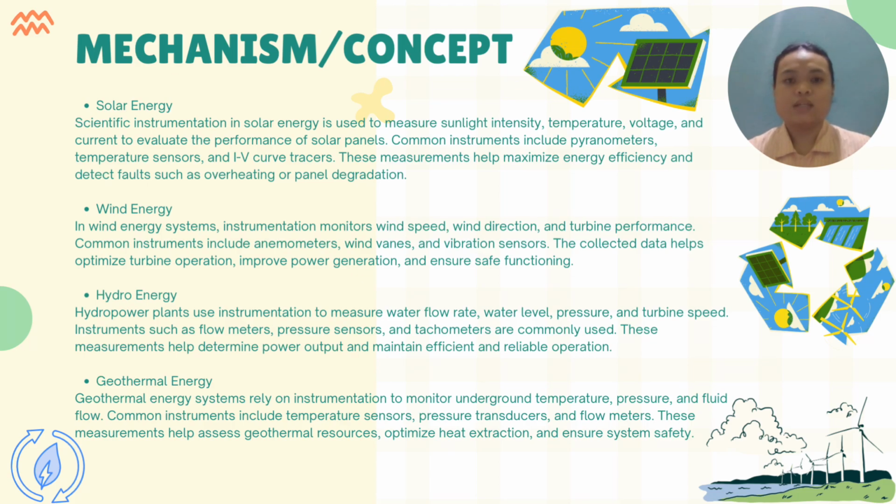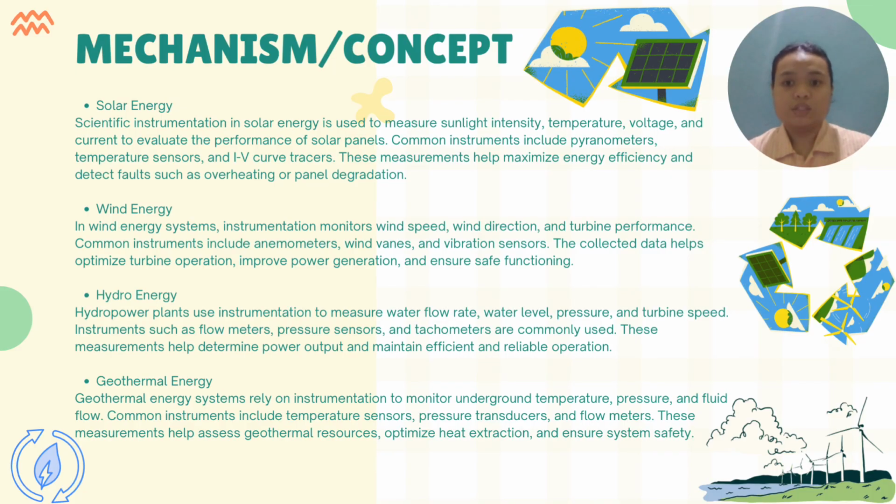Secondly is wind energy. In wind energy systems, instrumentation monitors wind speed, wind direction, and turbine performance. Common instruments include anemometers, wind vanes, and vibration sensors. The collected data helps optimize turbine operation, improve power generation, and ensure safe functioning.